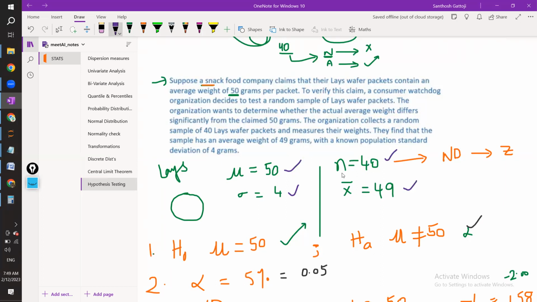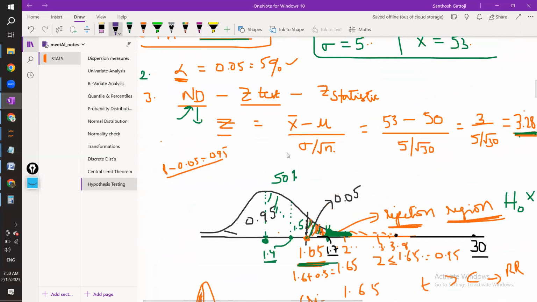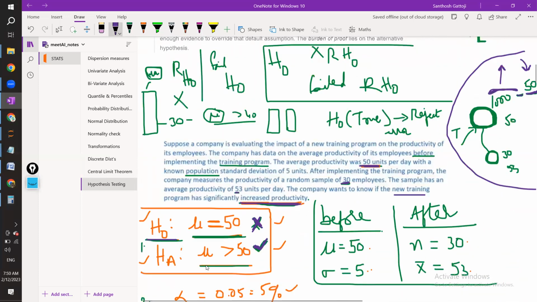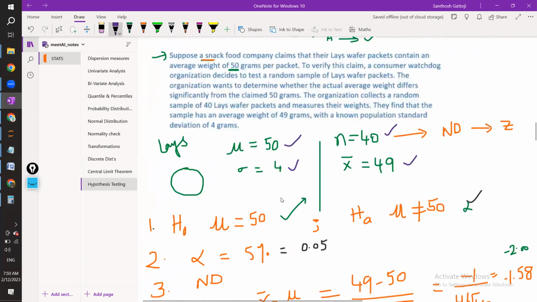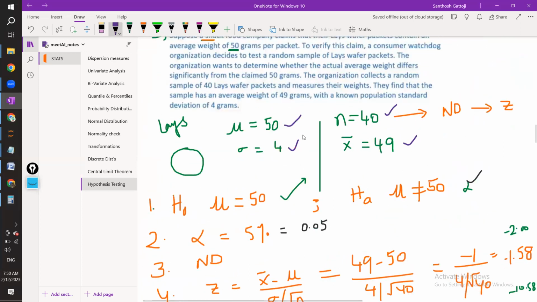So he's asking whether the overall population's value is differing from 50 or not. Okay, it is a two-tailed test. Getting it, guys? This is a two-tailed test, because he's not asking whether it is greater than 50 or less than 50. In the before scenario, he's asking whether it has just increased, which means you will take only greater than 50. But here he's asking to test whether it is equal or not equal to 50. So you need to calculate a two-tailed test.